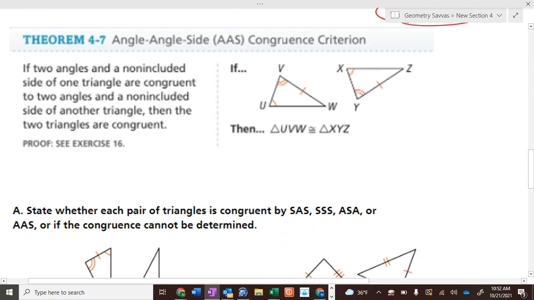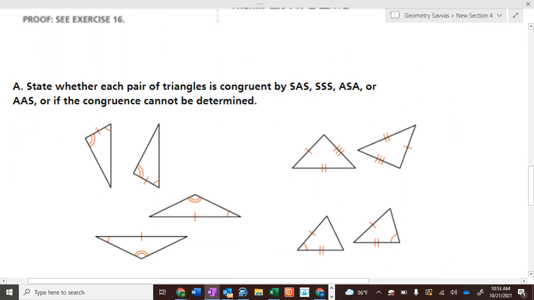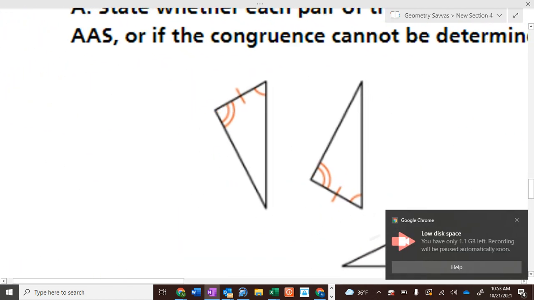Okay, the next one. Angle angle side. If we have two angles and some rando side that's not in between, that works too. Okay? So two angles and a random side are congruent to two angles and a corresponding random side, then they're congruent. So, looking here.